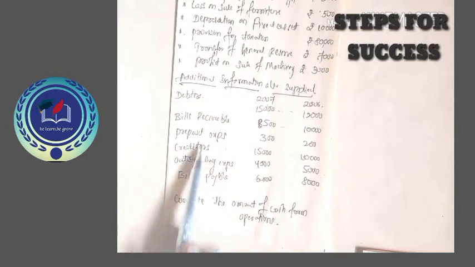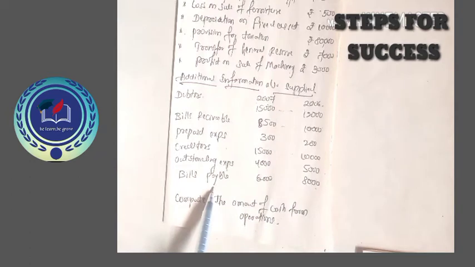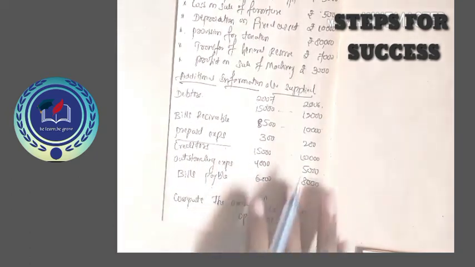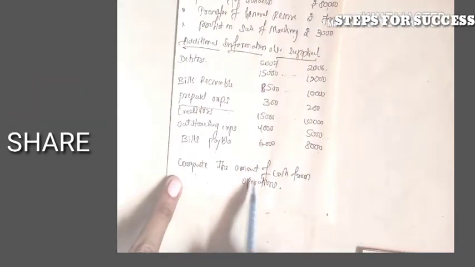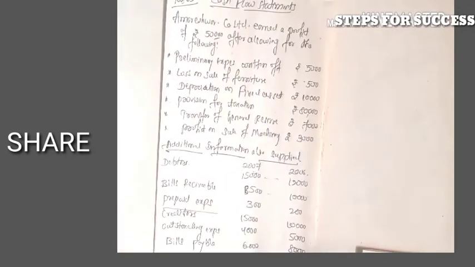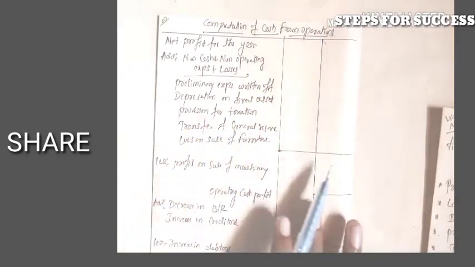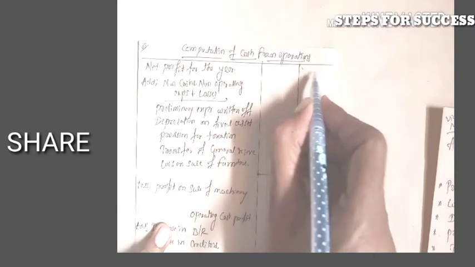Debtors, bills receivable, prepaid expenses are current assets, and creditors, outstanding expenses, bills payable are current liabilities. This is the question for your answer: compute the amount of cash from business operation. So let's start the answer. This is our format. I have already prepared the computation of cash from operation. The net profit for the year is already given in the question: 50,000.